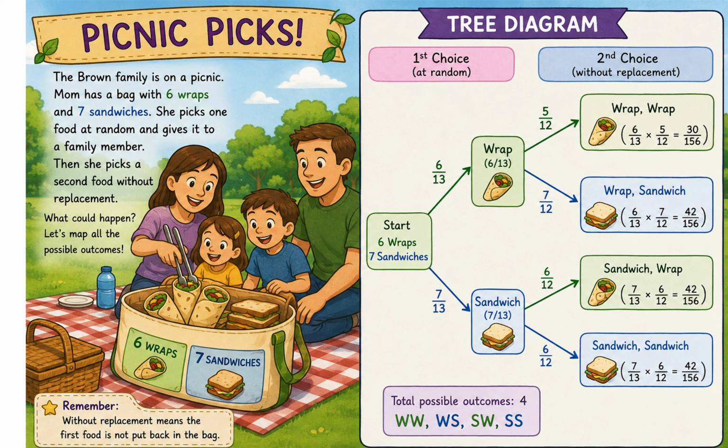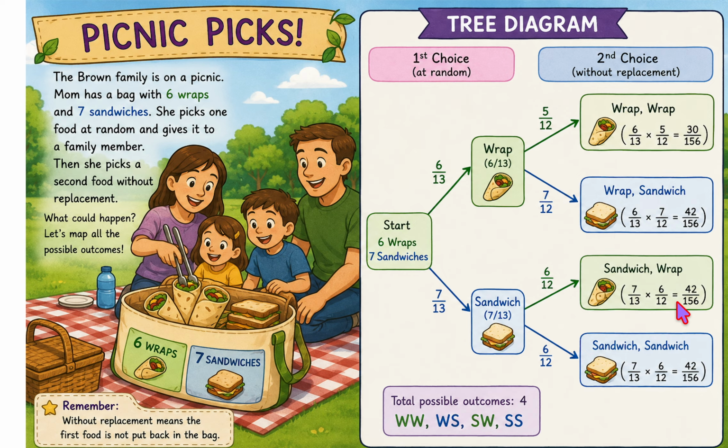Now the question is, what is the chance of getting different food items? Different food items means here we have a wrap and a sandwich, or a sandwich and a wrap. When you are going up and down on your sample space, these are called sample space items, so when you're going up and down, you need to add. So you're going to do 42 divided by 156 plus 42 divided by 156, which is 84 divided by 156, and that would be 53.84% or 54% chance.